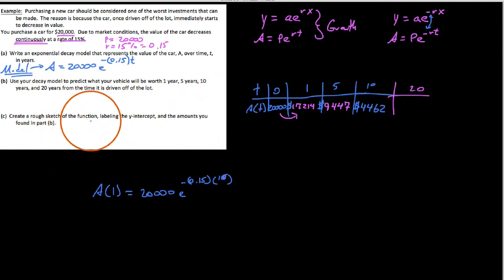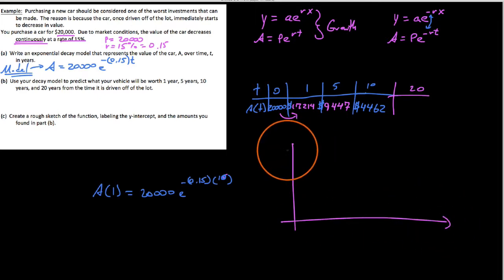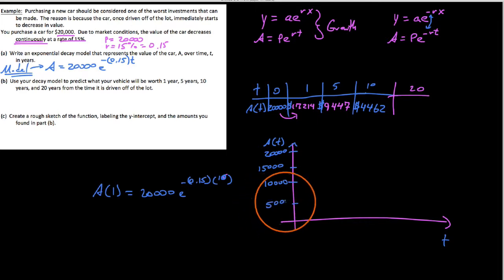What we want to do now is create a rough sketch of the function, labeling the y-intercept and the amounts we found in part B. So if I'm going to look at the value of this car over time, I'm going to start with this. We have time and the amount that it's worth at that time. And I noticed that our peak amount was 20,000. So I'm going to go down. I will say that half of that would be 10,000. Halfway between those would be maybe like 15,000. Halfway between those would be, of course, 5,000. And we put on some times here, starting with 0. 0 comma 20 grand would be right here.